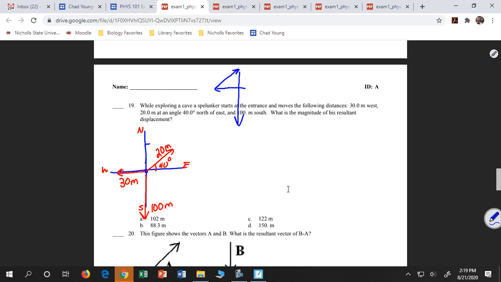Okay, so now I want to do the sum of all these vectors. And when I say the sum, I mean the vector sum. It doesn't just mean adding the numbers. You have to do additional things. The first step is to find the x and y components. The x component of a vector is equal to A cosine theta. And the y component of a vector is equal to A sine of theta.